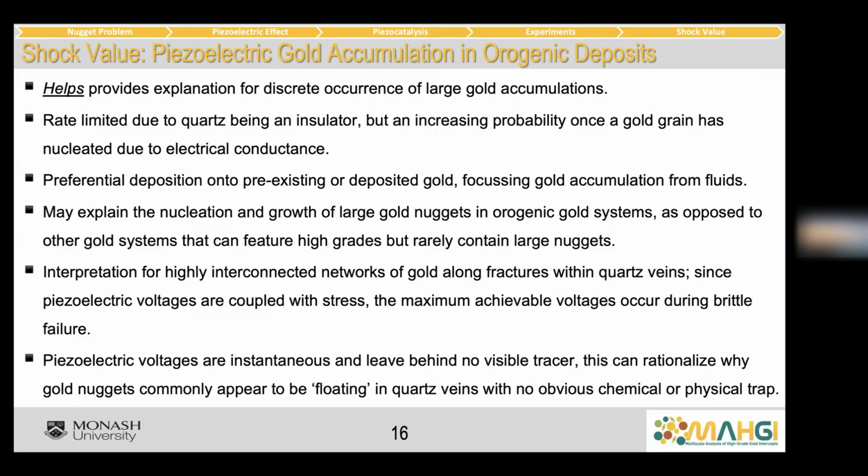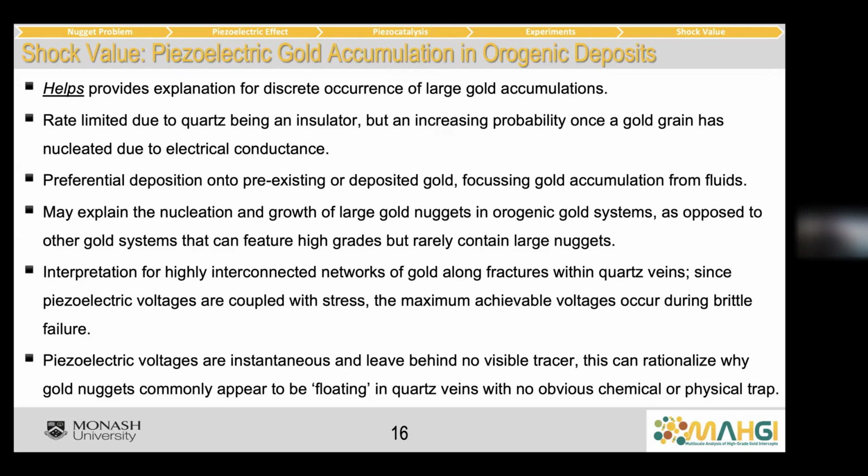It could explain the nucleation and growth of large nuggets, as opposed to other systems that can have really high grades but don't form very large nuggets. So if you have systems that are not earthquake-related gold systems, they can still be really high grade. They just might not make those crazy-looking gold nuggets that you see from orogenic deposits. And that includes things like the really interconnected fracture networks that I'm sure a lot of you have seen, where you have a bunch of almost gold-coated fracture systems within a quartz vein already.